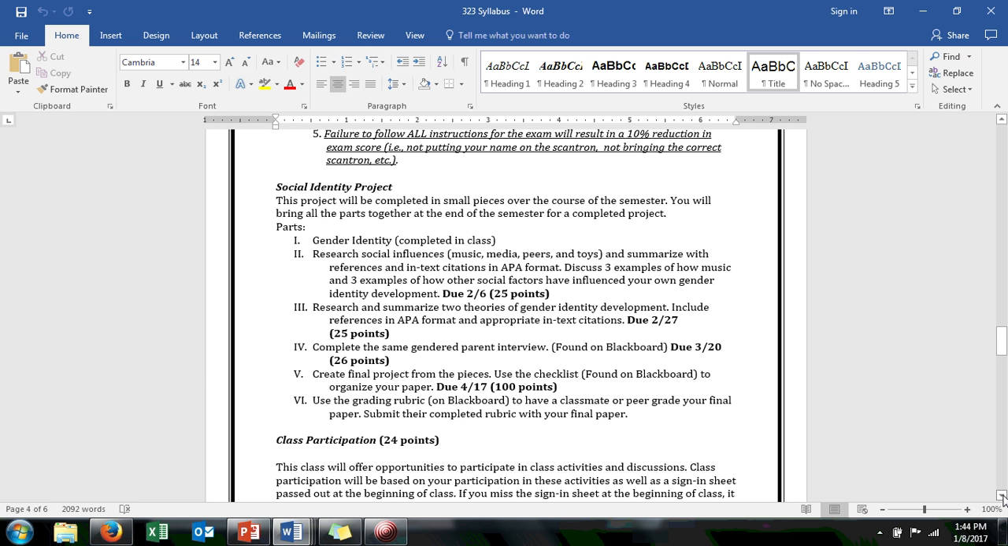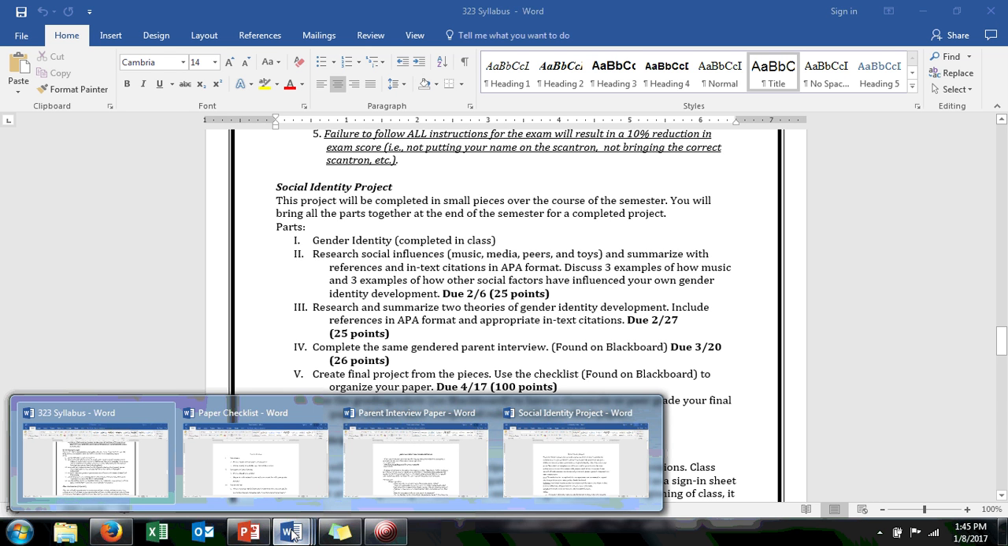Then you have your final project, where you take all those pieces and put them together to organize the final paper. You will also need to have a classmate or peer grade your final paper using the same rubric I will be using to grade it. And you will submit their completed rubric with your final paper. You're welcome to make changes to your paper based on their suggestions. It doesn't have to be the exact same paper that they graded, but I want to see that you're actually getting someone to look over your work before turning it in.